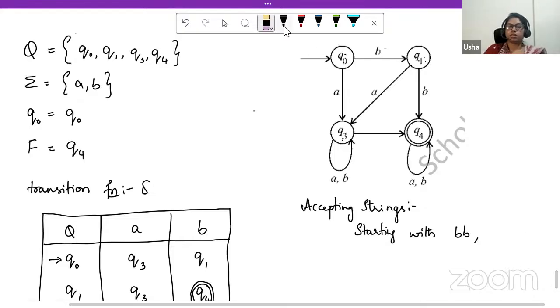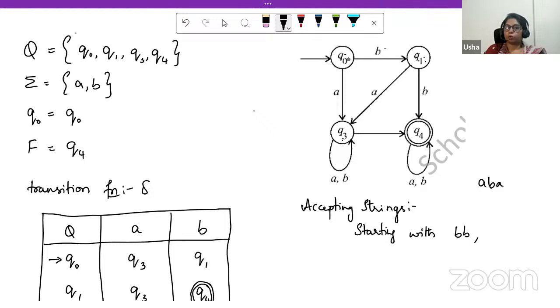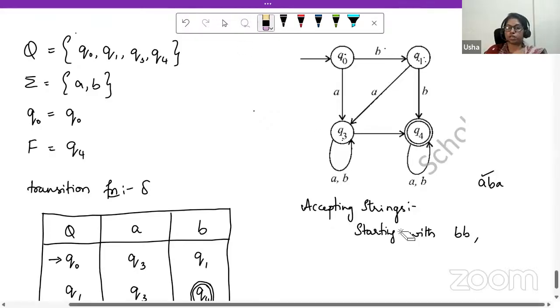Is that clear? Suppose a string starts with A. The moment it starts with A, from Q0 itself it goes to Q3 and never goes to any other state. Once it reaches Q3, it will stay there only. So it is not accepted. So what are the strings accepted? Strings starting with BB.